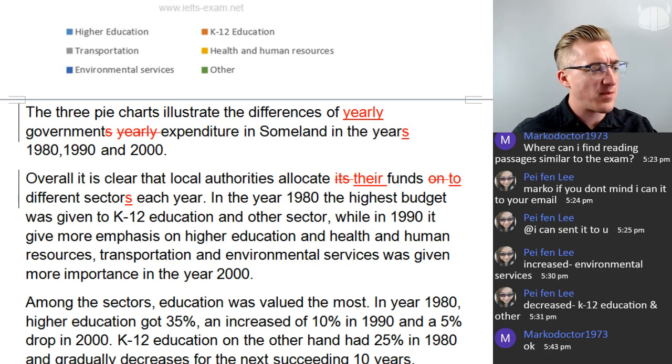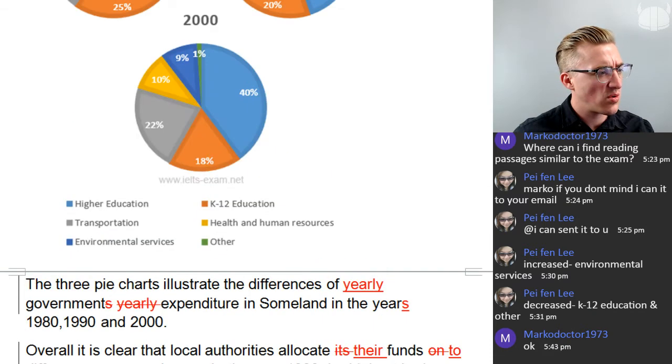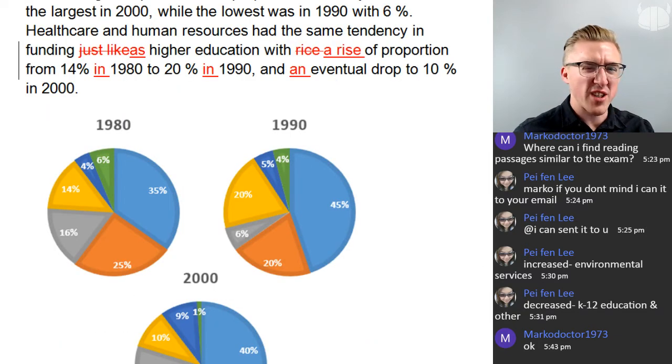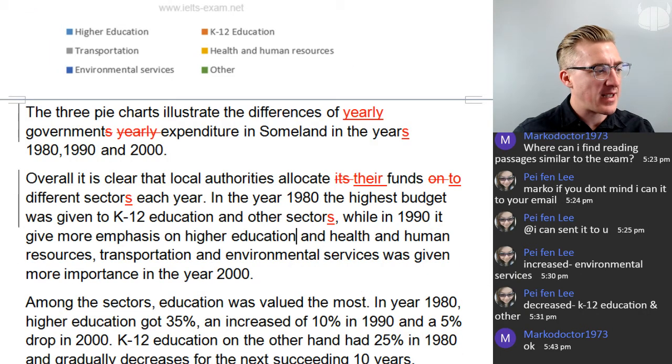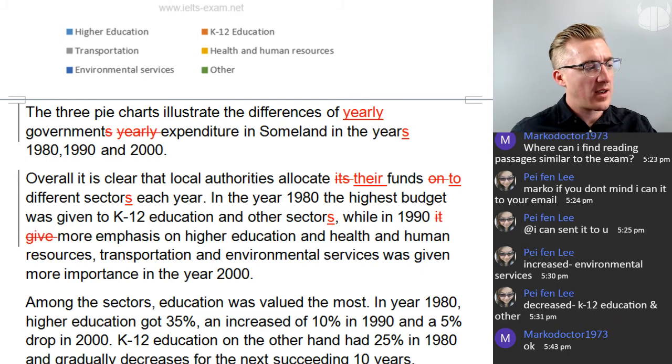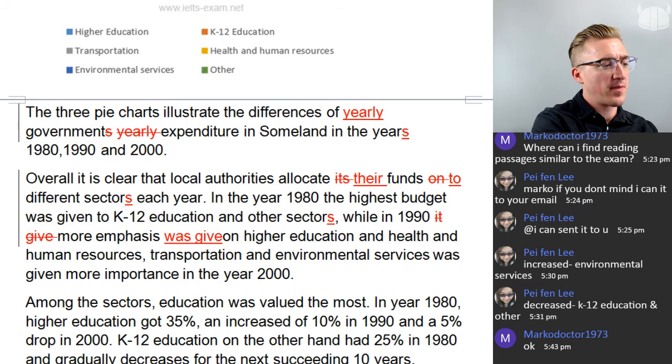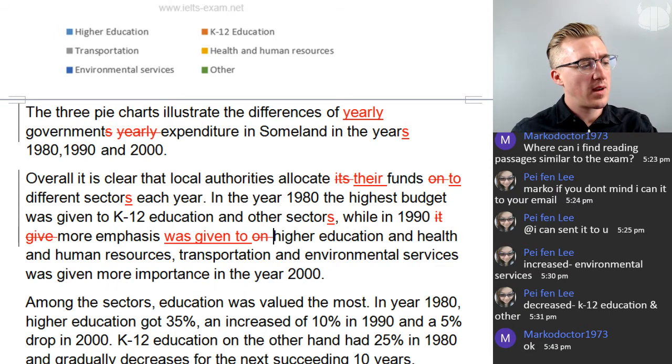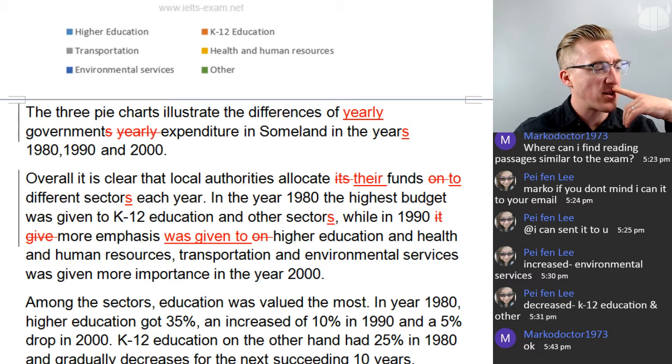In the year 1980, the highest budget, maybe that's okay, was given to K through 12 education and other sectors. Is that right? Other is green. Other only had 6%. I'm not sure you read that correctly. Well, in 1990, it give. What is it in this case? Let's change that to passive. More emphasis was given to higher education and health and human resources, transportation and environmental services.